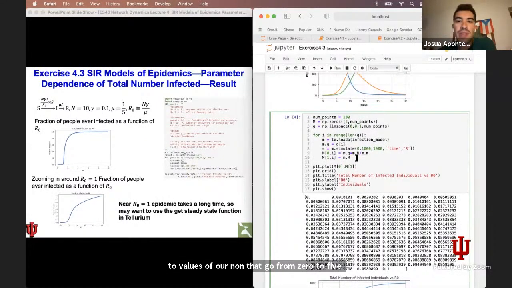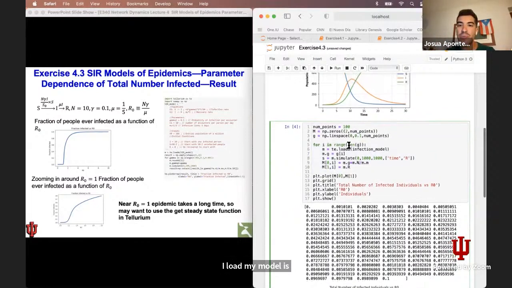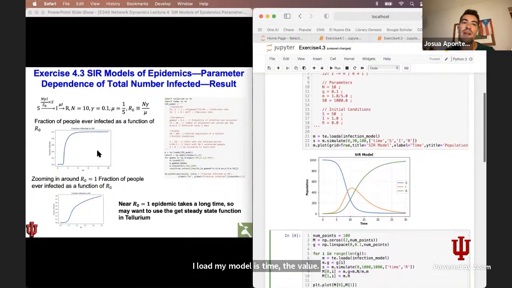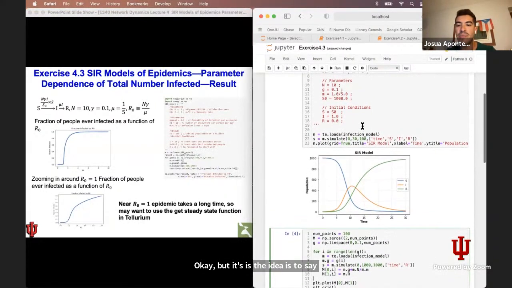And then in the next part, I loop over every single one of these values. So the idea is, I look at the value in this array, I load my model, and I assign the value. Oh no, I'm sorry. The one I'm changing is gamma, it's not mu. But the idea is the same.